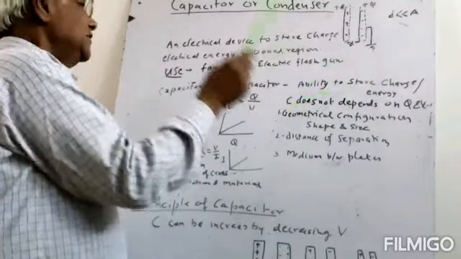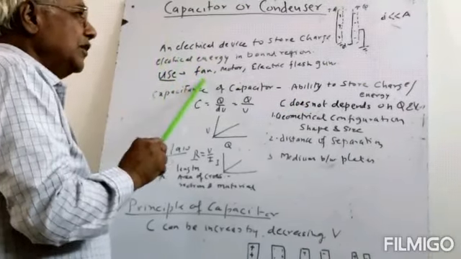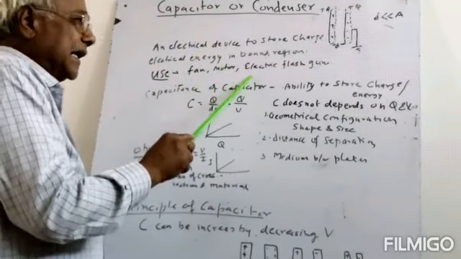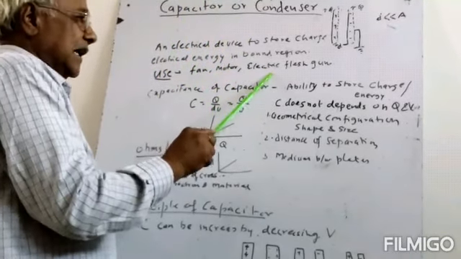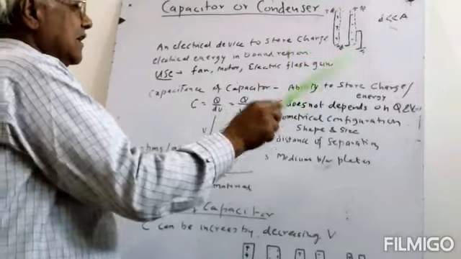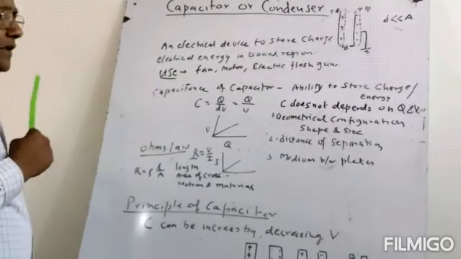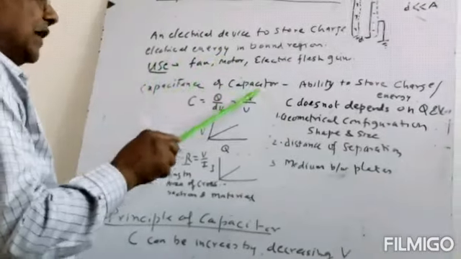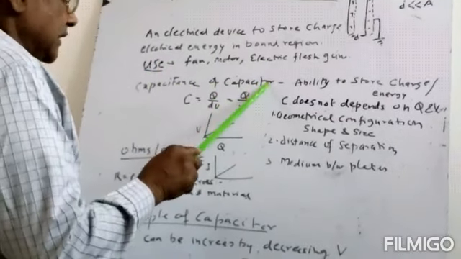So, in this way, we can use the capacitor for instant supply of high current in the case of a fan, motor, electrical flash gun and so on. Now, what will be the capacitance of the condenser? Similar to the capacitance of a conductor, we can also define the capacitance of the capacitor.